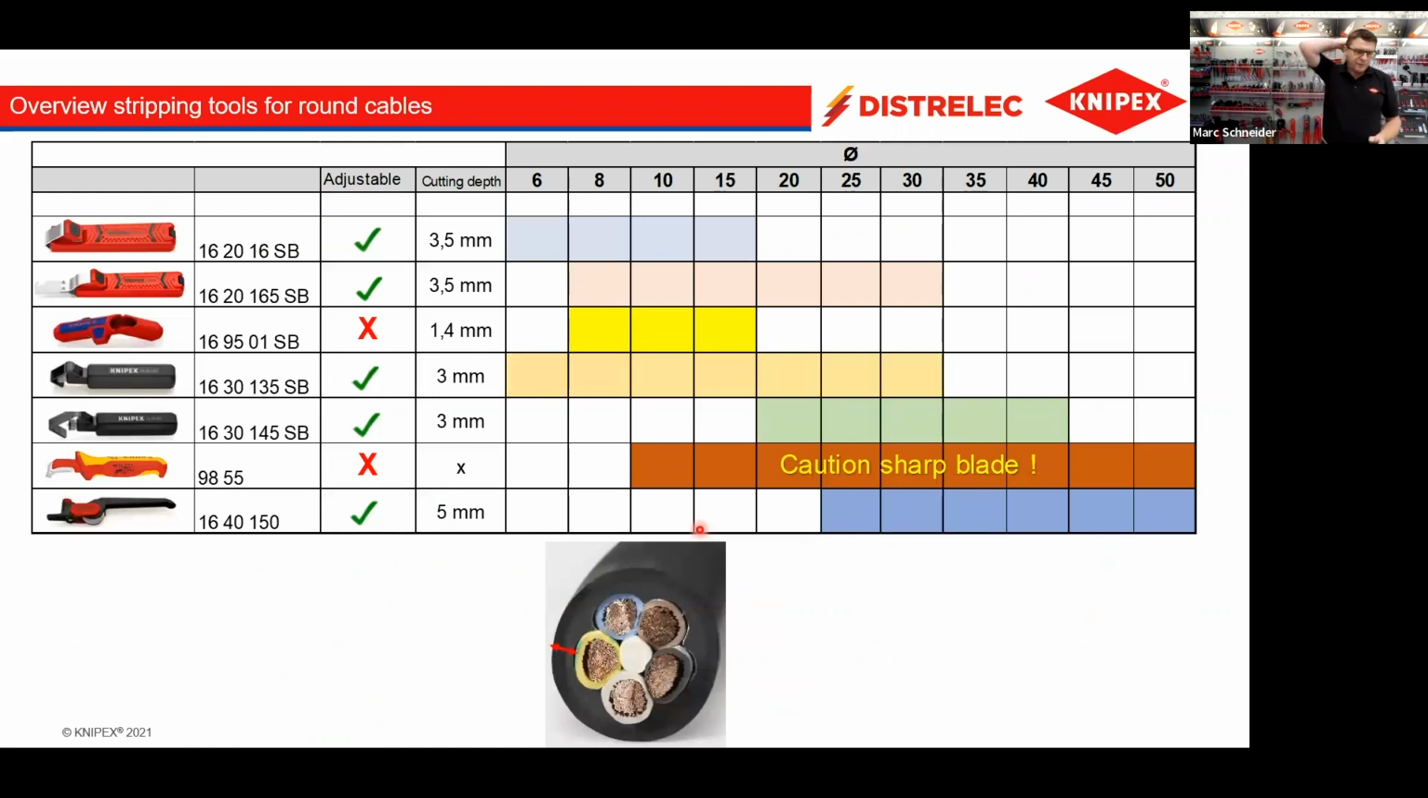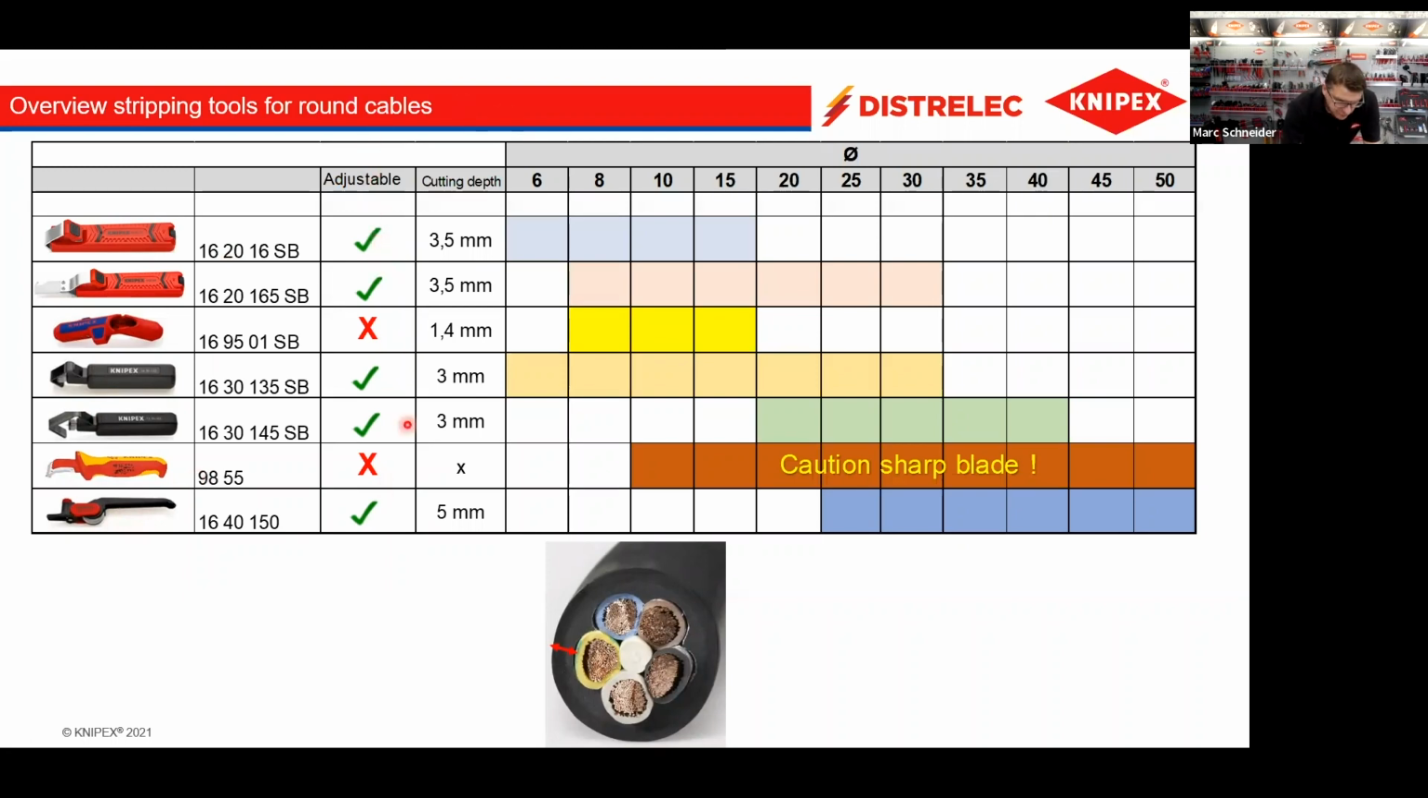And now we have here a list of all our different stripping tools that Knipex has in its range. We have the two blades, the two knives, which I showed you. We have the Ergo Strip. We have these two versions here with the hook. We have the blade with the sliding shoe, and we have the so-called can opener.